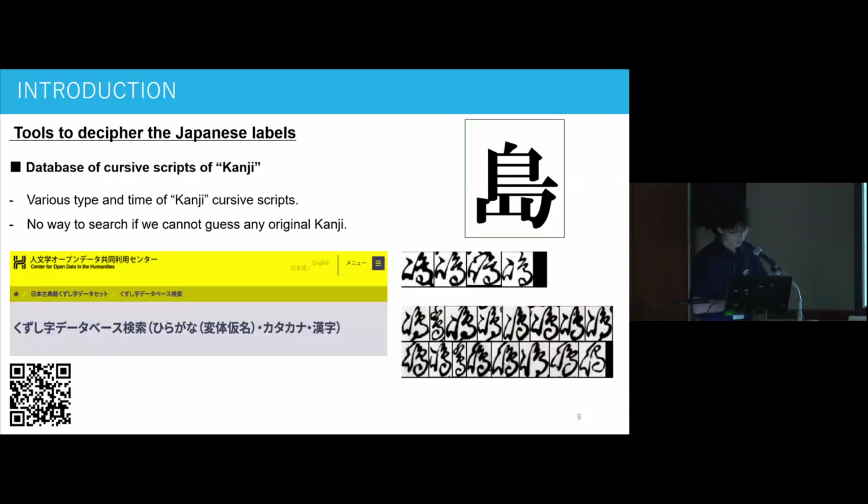So there are some helpful tools to read such hard-to-read Japanese labels. One of them, this one, is a database of cursive script kanji. For example, this is the kanji meaning island, and the database shows the cursive script of this kanji. However, this database has a very big problem: if we don't have any candidate for the original kanji, we can't search in this database.